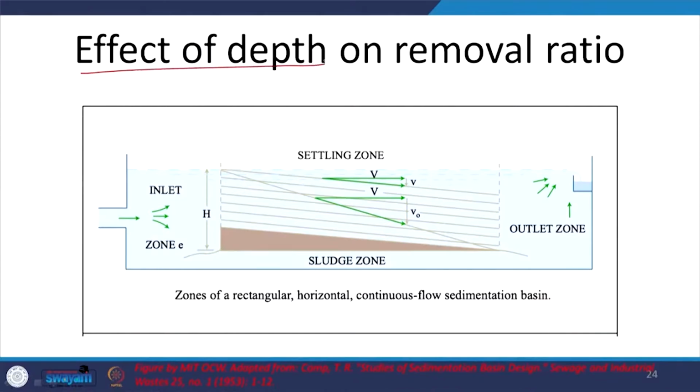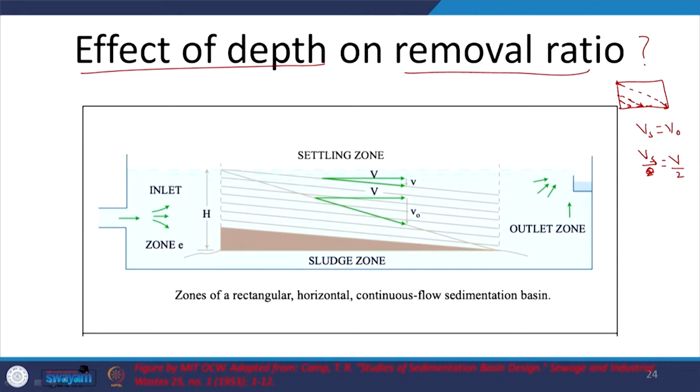So, let us look at it in relatively greater detail, as in what is the effect of depth on the removal ratio. What did we discuss earlier? We have this basin, and let us say this is the relevant V naught, and if Vs is just equal to V naught, it will just be removed if it is coming at the topmost location. If it is coming at a location lower than the top, when Vs equals V naught, obviously that particle will be removed. But what about the case when Vs is, let us say, half of V naught? What is going to be the case?